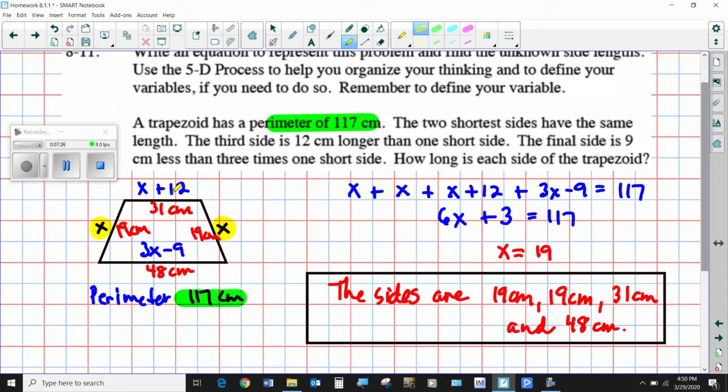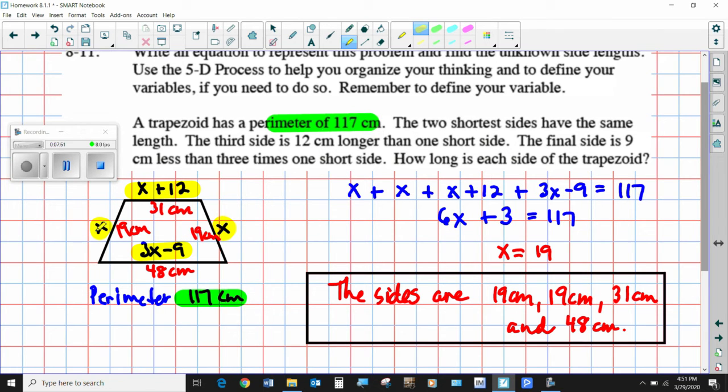So I don't know which one is going to be the third side. I'll just assume this one is. And then the final side is 9 centimeters less than 3 times the short side. So yeah, that makes sense that this one would be the longer one. But once again, we've drawn pictures of these before. Don't worry about whether or not your picture of your trapezoid matches what the description up here says. Just get something on paper that's a trapezoid and start labeling.